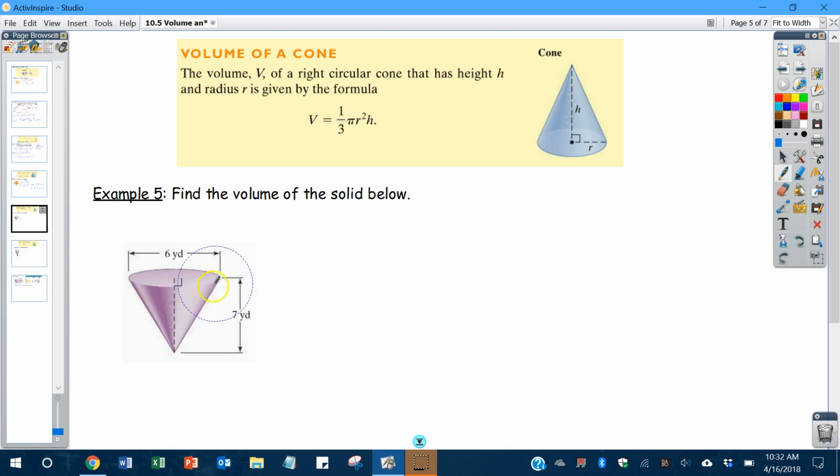So here's another cone in which we're given the height. See how it's perpendicular with the base and it goes all the way to here. It's just flipped upside down. The height is going to be 7 yards. And then what is also given is the width across this base here, which we'll consider our diameter. So we want the radius, it's going to be half of that, 3 yards.